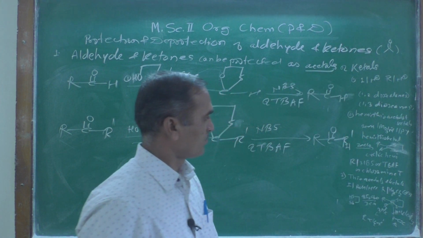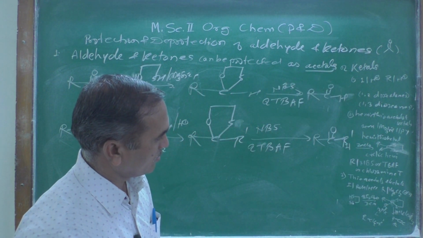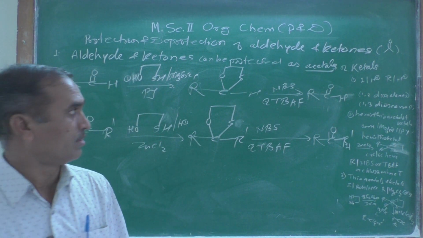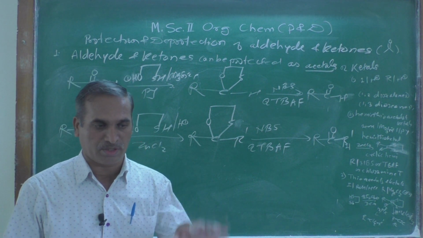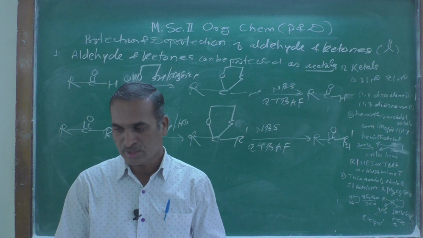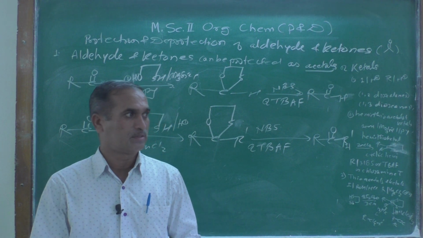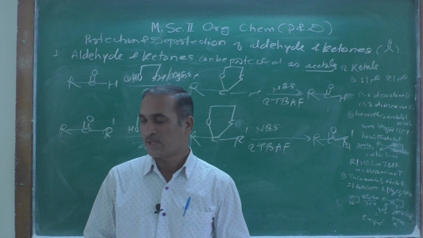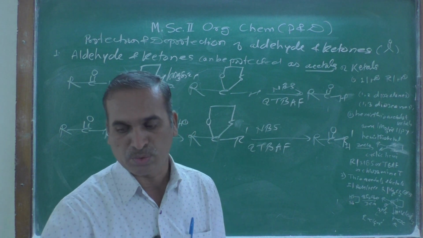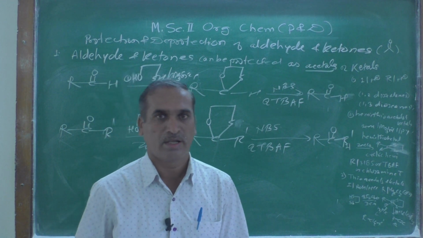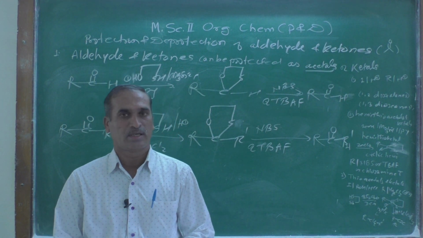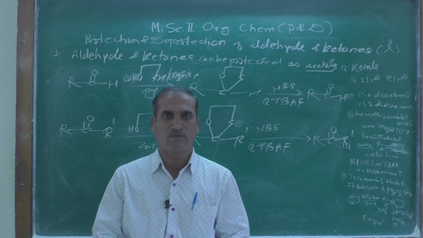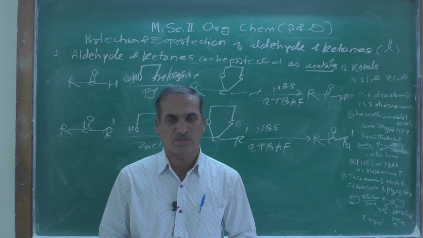So I think with this we have completed the protection and the deprotection of aldehyde and the ketone, how they form acetal as well as ketal with suitable examples. I think with this, let us stop today here. Remaining we will see in the next lecture.